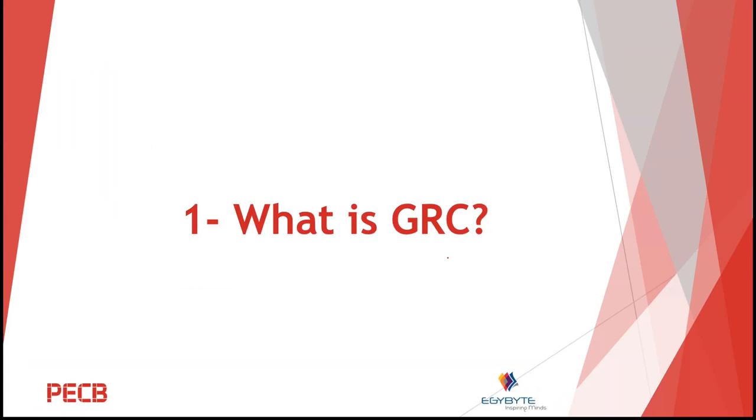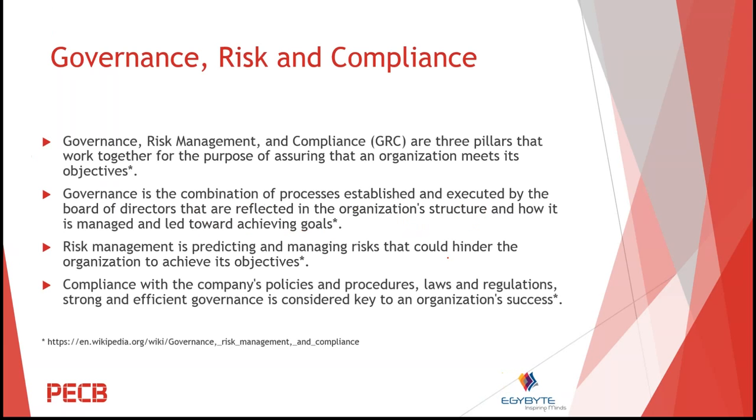Let's start with what is GRC. Before talking about governance, COBIT, and ISO 38500, we should know what GRC is, because GRC is the main discipline above the governance. GRC is about governance, risk management, and compliance. It's about three good and strong pillars inside any organization. And whenever we would like to have a successful organization, we need to concentrate on these three pillars.